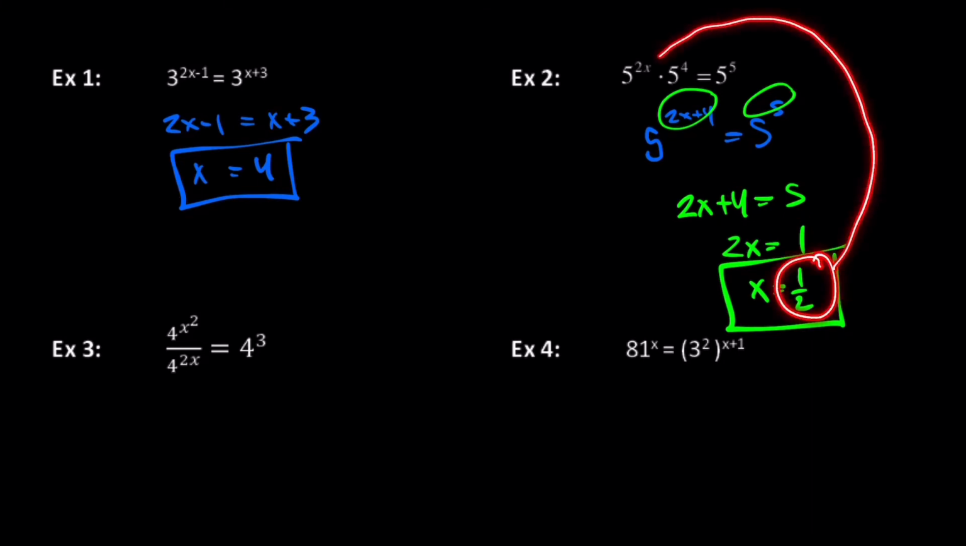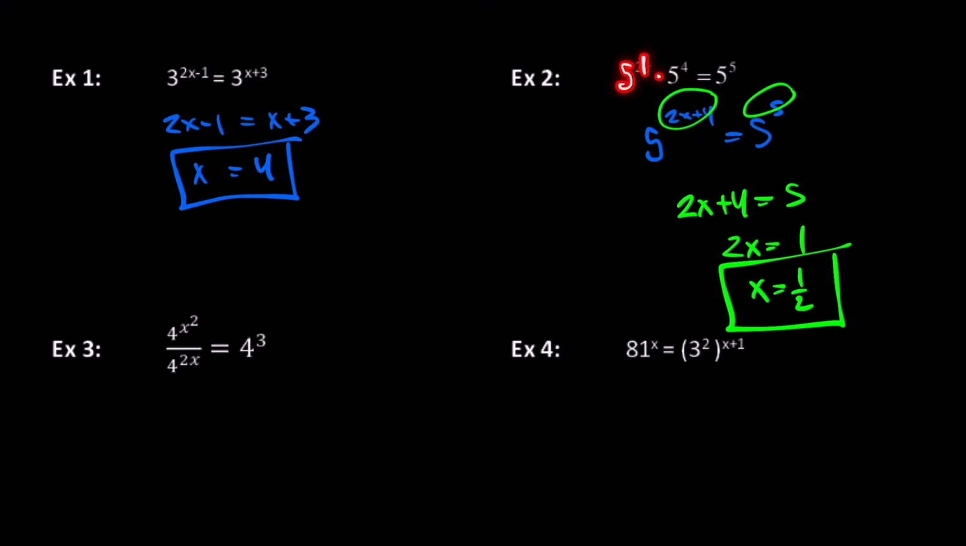Plug a 1/2 up here. 2 times 1/2 is 1. 5 to the 1st times 5 to the 4th equals 5 to the 5th. Now, I have no idea what 5 to the 5th is, but you don't need to. As long as you get this side to be 5 to the 5th, it checks with that. So we're good.